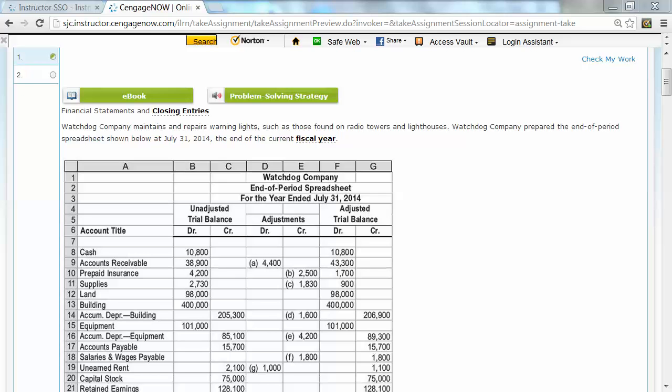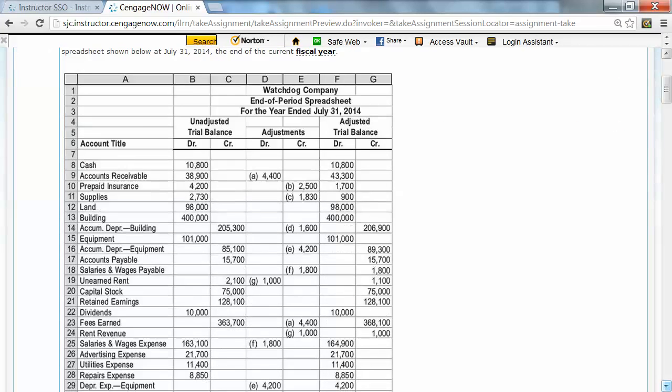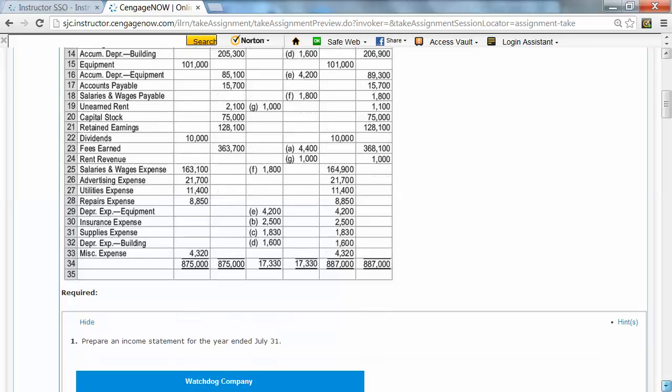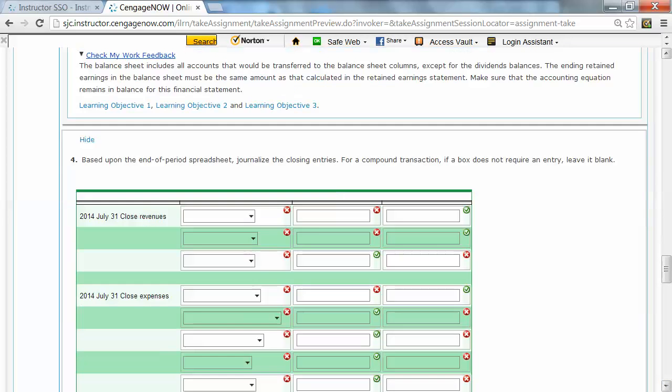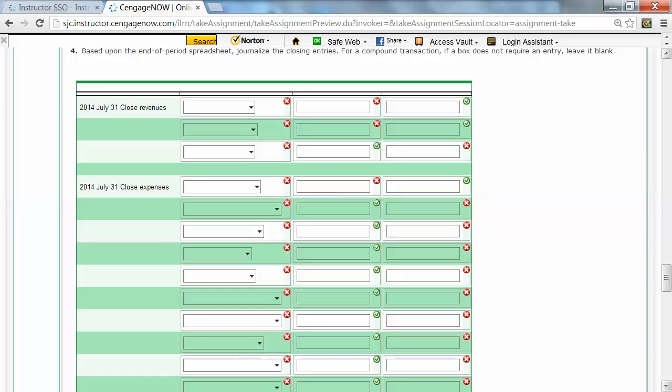Still working on Chapter 4, problem 1A, and we are going to do Part 3. Part 3 is asking us to prepare the closing entries based on the information above. In the first part, we prepared the income statement. Then we prepared the retained earnings and the balance sheet. So we've done that in parts 1 and 2.